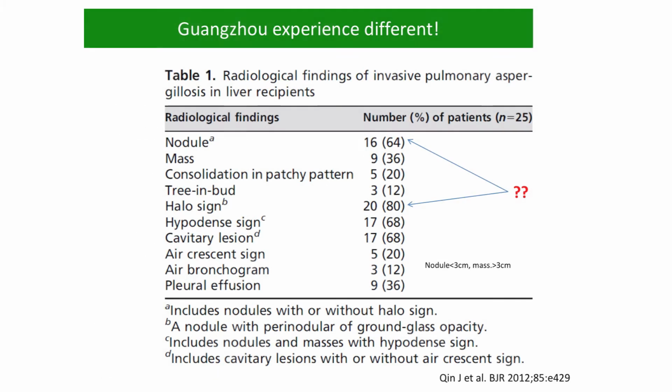Now, a more recent experience, and this is the Chinese, this is a center in Guangzhou, and they actually were able to show that their IPA patients had a frequency of signs that sort of resembled the chemotherapy individuals. I thought this was a bit odd that you have more halo than nodule, but anyway, a good number of, quite a lot of halos here.